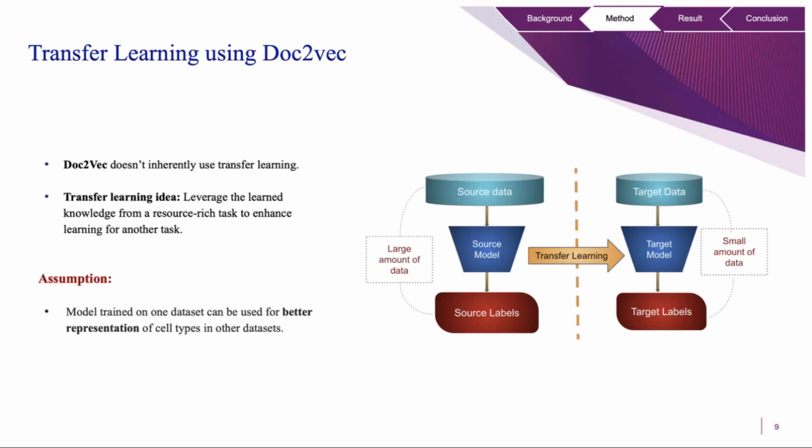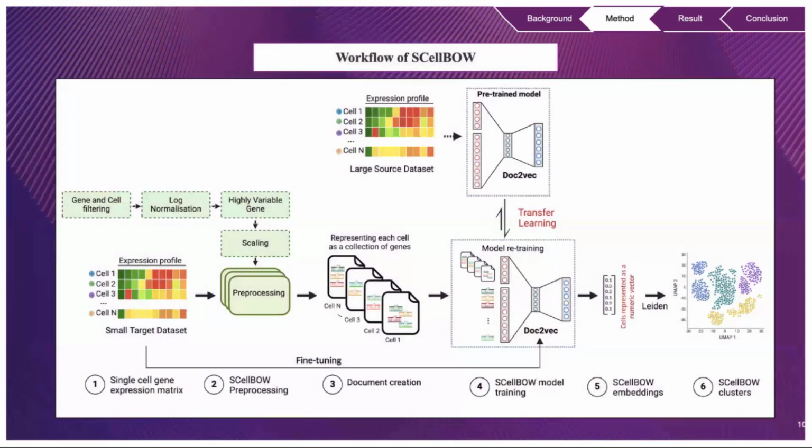So for that, we use the idea of transfer learning. Transfer learning is the property of an artificial neural network where, instead of training a neural network from scratch, we take a pre-trained model which has already been trained using a large source data and transfer its weights onto a smaller target data, which is our data of interest. Our assumption is that it is going to give us a better representation of the cell types within that data set.